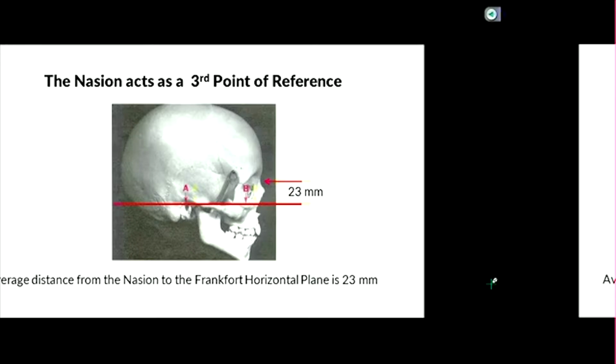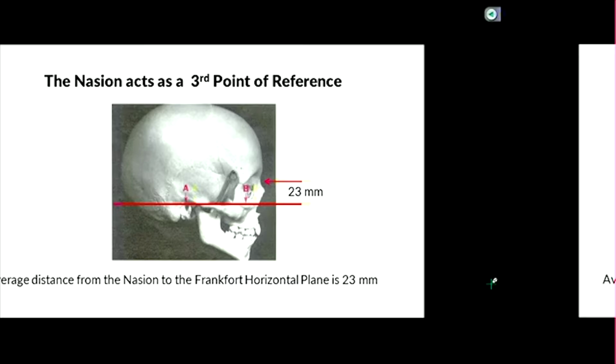And we'll say the nasion, on average, so some people have done these studies, is about 23 millimeters from this Frankfurt horizontal. So we've accepted this assumption that the nasion is just a little bit above the Frankfurt horizontal. This point acts as our third point of reference. If you think about a tripod, you need that third point to really triangulate something in 3 dimensions, sort of like GPS.